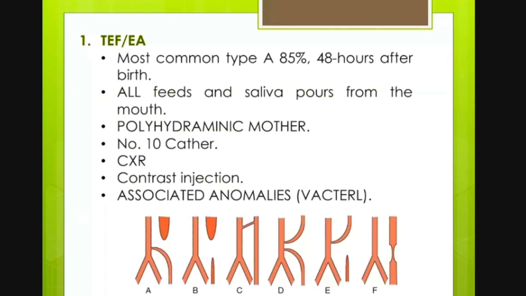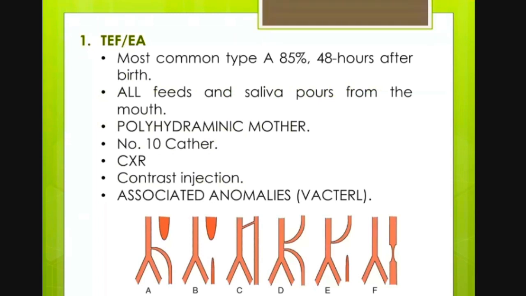We have 6 types of these anomalies, which is a more common type. It's what we call the A type. But in A type, there is communication of the distal part of the esophagus with the trachea. The upper pouch will be blind. Or there is no communication with the trachea: we have an upper pouch blind and a lower segment also blind.